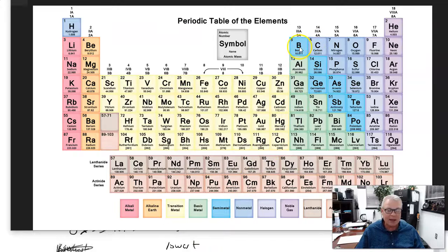Because as I'm going down, I'm in higher energy levels. This would be 2p1, 3p1, 4p1, 5p1, 6p1, 7p1. And so I'm just going out further and further and further. So, yeah, you would expect the atoms to get bigger as you go down the periodic table. That makes sense. Going across getting smaller, not so much. But that is the way it works.